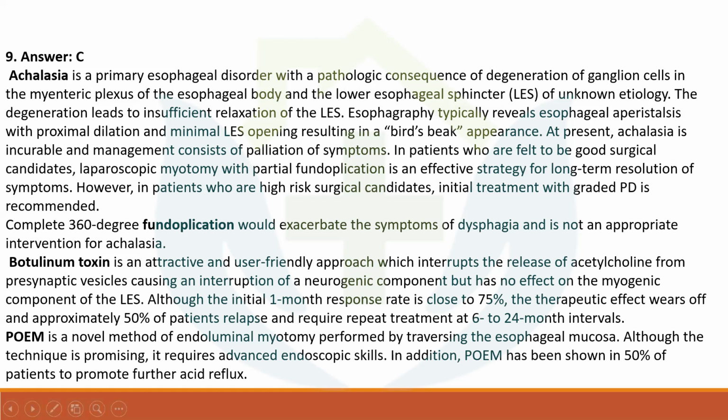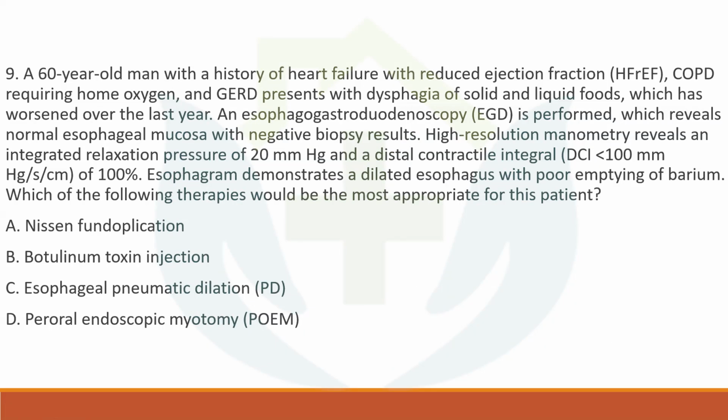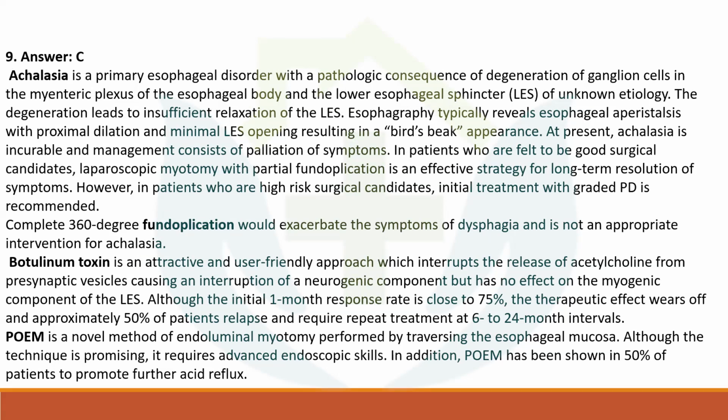Why? The correct answer is esophageal pneumatic dilatation, because what is the diagnosis? The diagnosis in this patient is achalasia. What is achalasia? It is a primary esophageal disorder with the pathologic consequence of degeneration of ganglionic cells in the myenteric plexus of the esophageal body and lower esophageal sphincter, of unknown etiology. The degeneration leads to insufficient relaxation of the lower esophageal sphincter.